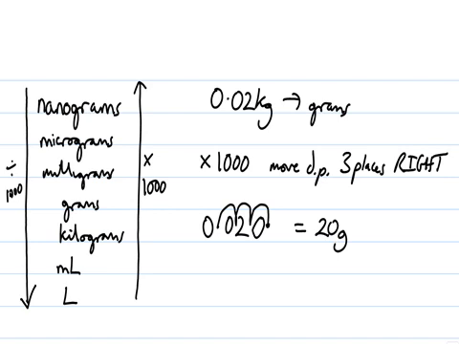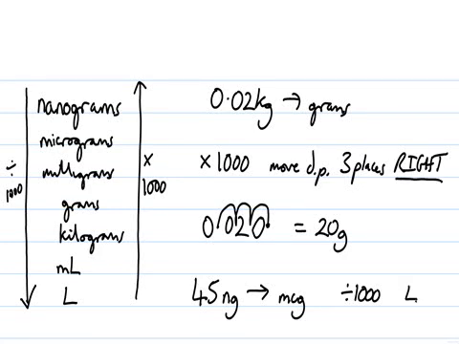If we were to look at a second example, let's have 45 nanograms, and we're going to convert that to micrograms. Well, we have 45 nanograms, and I'm converting to micrograms, so I'm going down. Therefore, I need to divide by 1000. And since when I was multiplying by 1000, I had to move the decimal point 3 places to the right, when I'm dividing by 1000, I move the decimal point 3 places to the left.